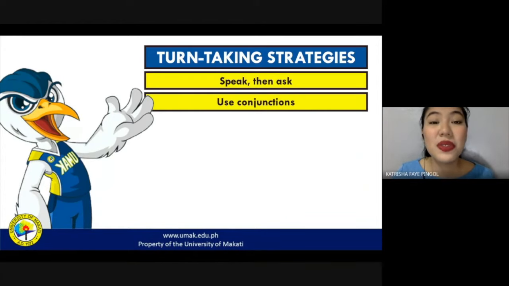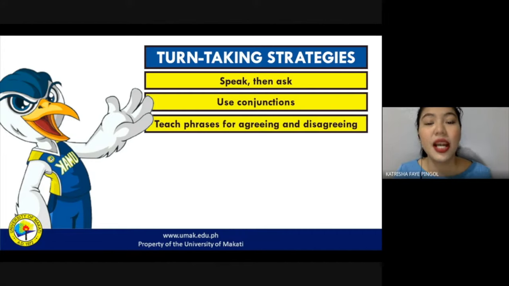You can also use conjunctions. Conjunctions actually signify that you are not yet done talking. Therefore, the other party or the other communicator will know that it's not their turn to talk. So conjunctions are very essential as well. Conjunctions are very good markers as to when they could talk and as to when you are not yet done talking.